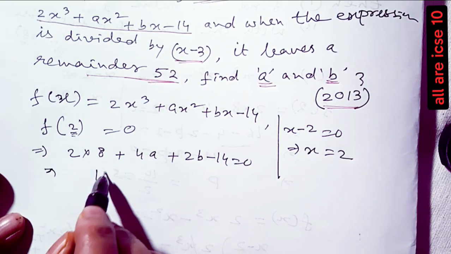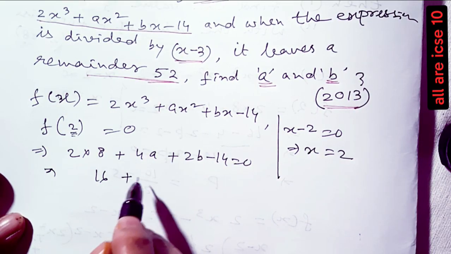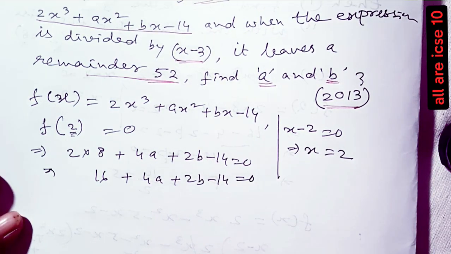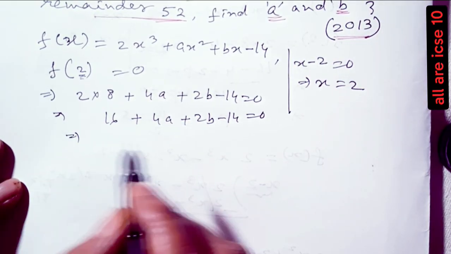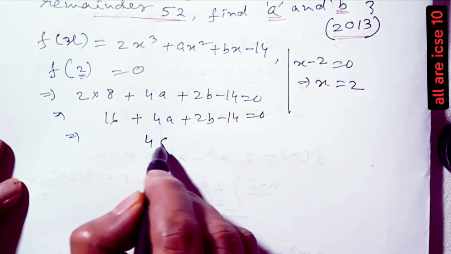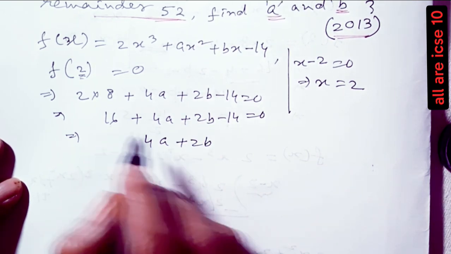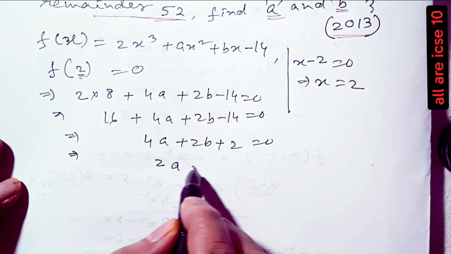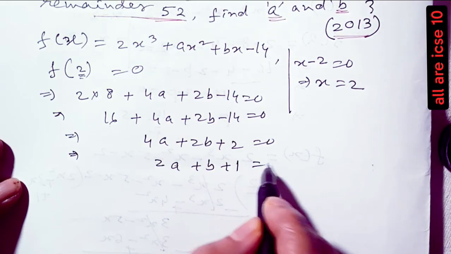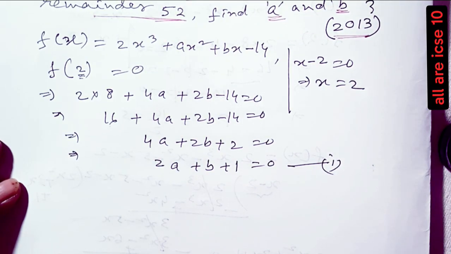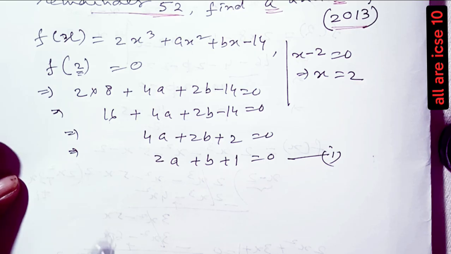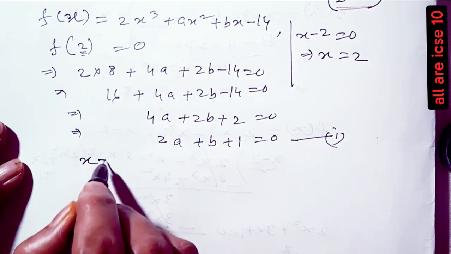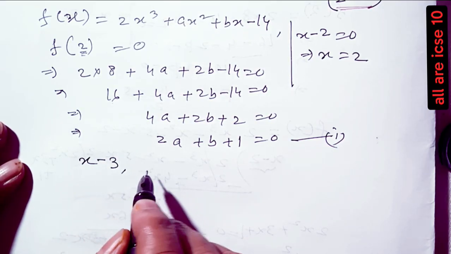Now 16 plus 4a plus 2b minus 14 equal to 0. This is 4a plus 2b plus 2 equal to 0. Now 2a plus b plus 1 equal to 0. This is our equation, and the polynomial, when divided by x minus 3, leaves a remainder.